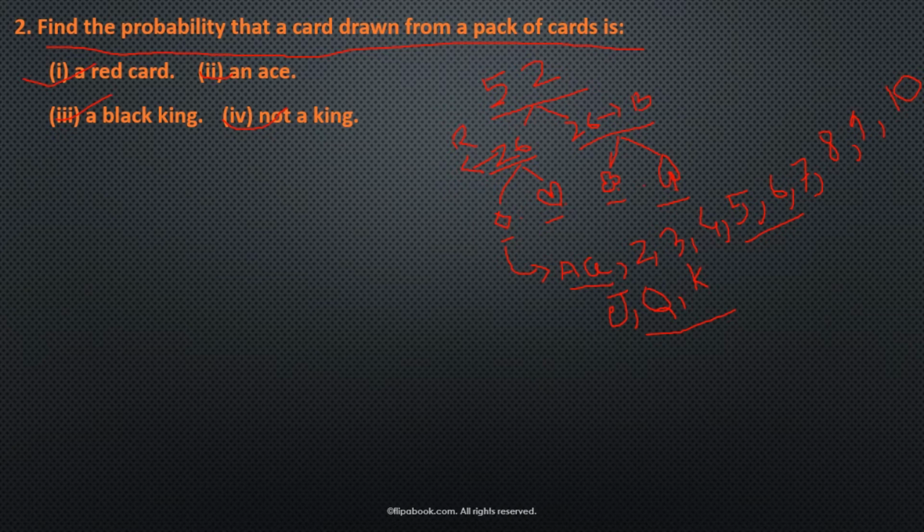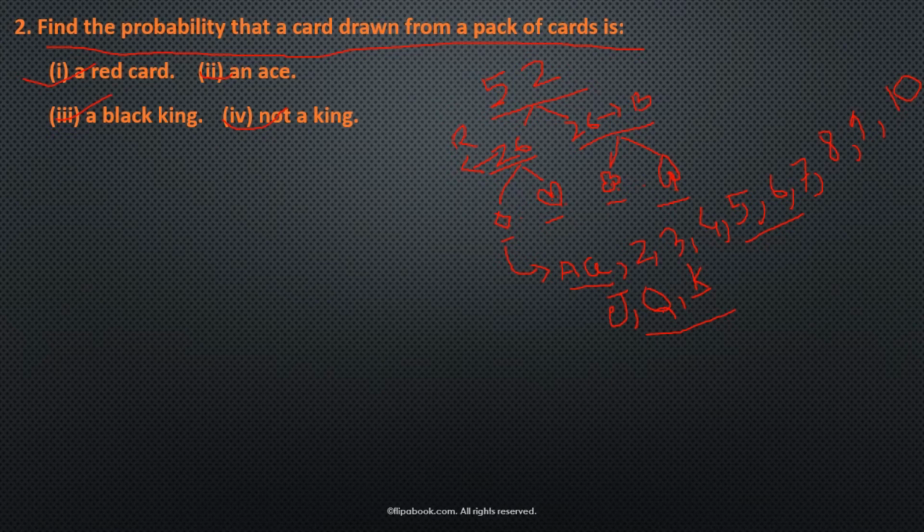What about queen? In the same way, you have 1 queen for diamond, then 1 queen for hearts, then 1 queen for clubs, and then 1 queen for spade. The same applies to king also. That is, there is a king of diamonds, then there is a king of hearts, again there is a king of clubs, and there is a king of spades. Good.